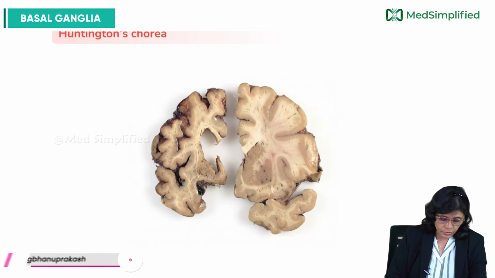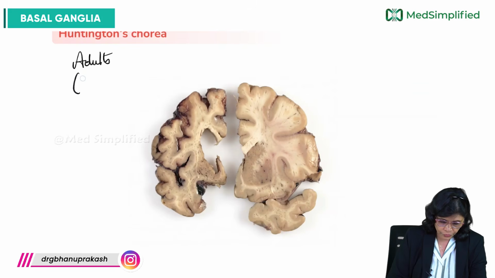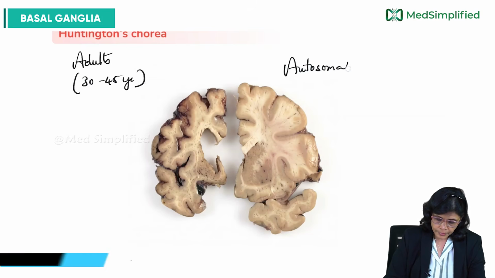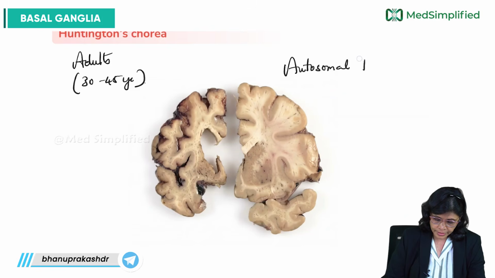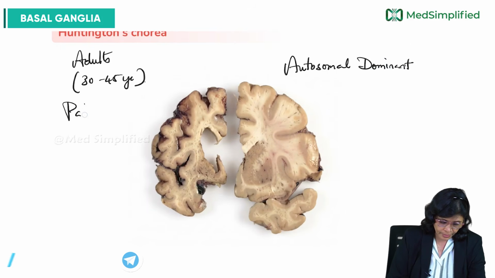So Huntington's chorea occurs in adults between the ages of 30 to 45 years. This is an autosomal dominant condition. So here the main pathology is, what is the pathology here?